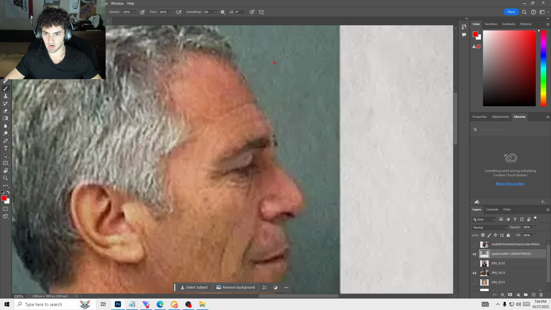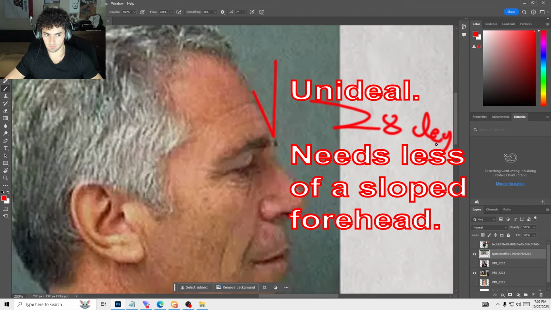The next ratio is brow ridge inclination angle, which Jeffrey Epstein has a pretty bad one. Jeffrey Epstein's brow ridge or forehead could be a little bit less sloped. So yeah, I'm pretty sure his brow ridge inclination is 28 degrees, which is a tier 2 flaw, which reflects the slopeness of his forehead, as I just said.